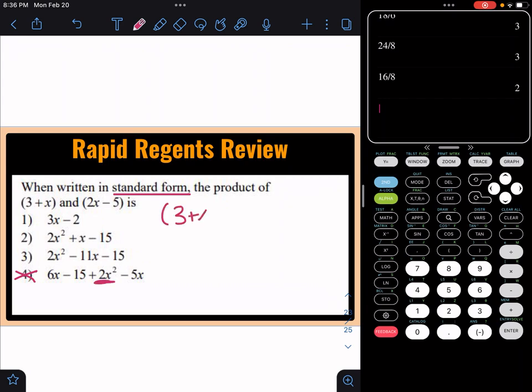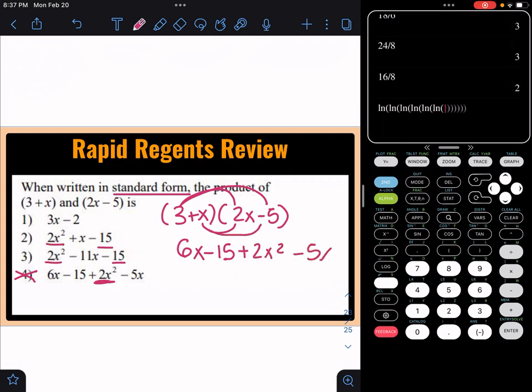Product means we multiply, so let's get down to doing that. We're first going to multiply this 3 by both terms. 3 times 2x is 6x. 3 times -5 is -15. So I think I'm going to have this -15 in it. x times 2x is 2x squared. So I think I'm going to have these 2x squared. And x times -5 is -5x.